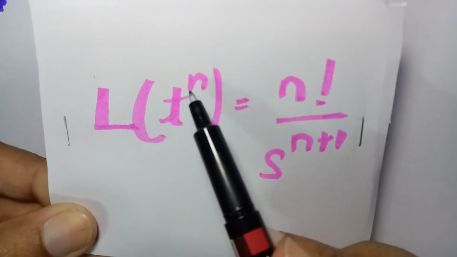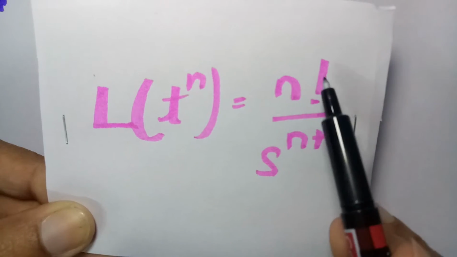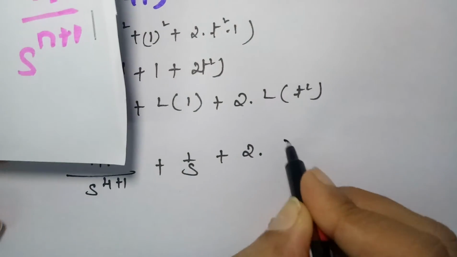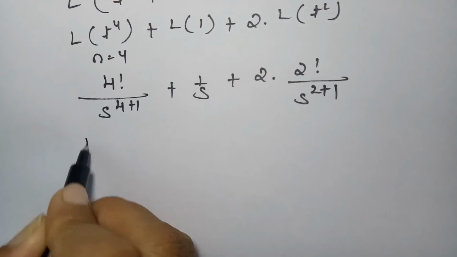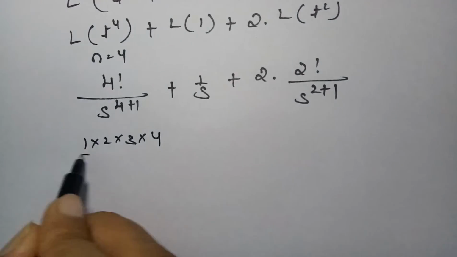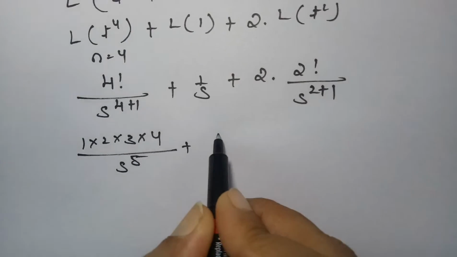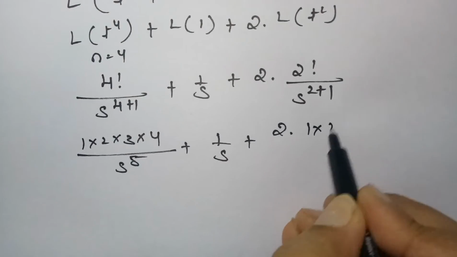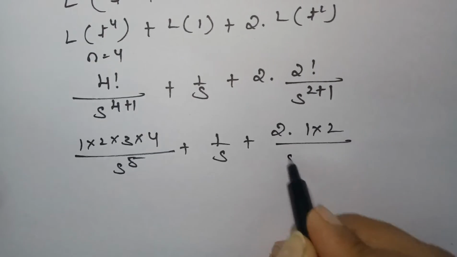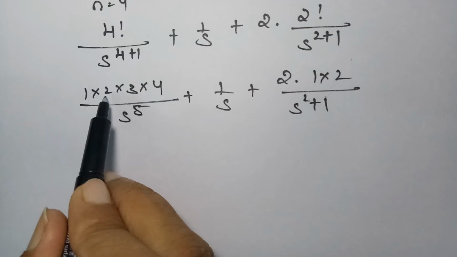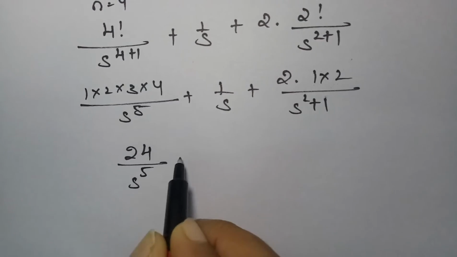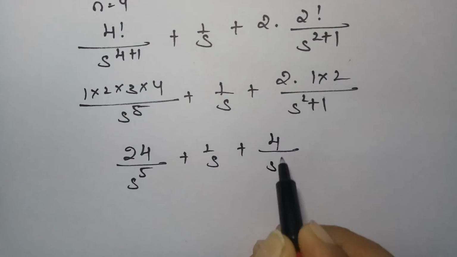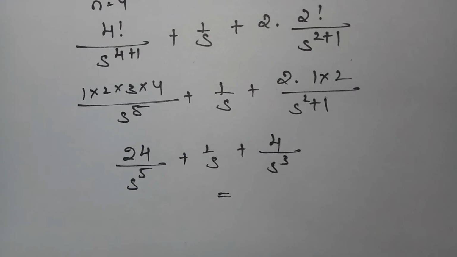We have this formula. For t square we have to keep n is equal to 2. That is 2 factorial by s power 2 plus 1. This is how we have to solve. What is 4 factorial? It is 1 into 2 into 3 into 4 by s power 5, plus 1 by s, plus 2 times 2 factorial, which is 1 into 2, by s cube. That gives 24 by s power 5 plus 1 by s plus 4 by s cube. So this is the answer we got after solving.